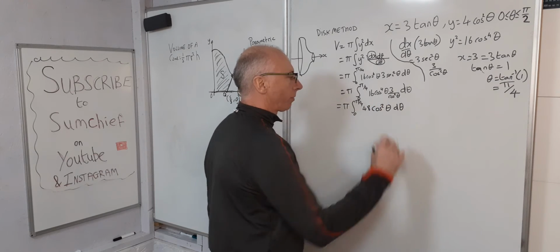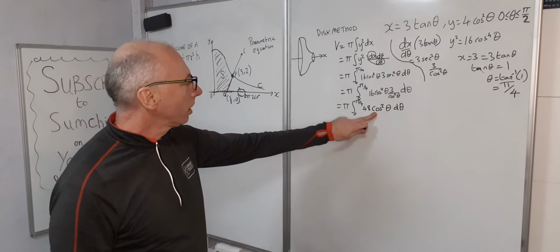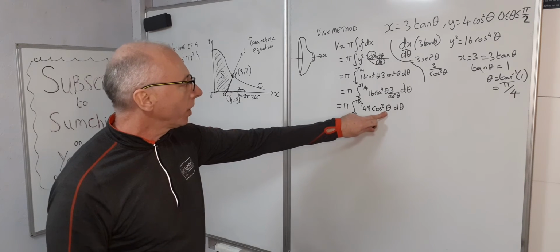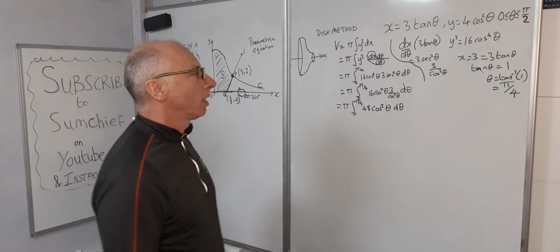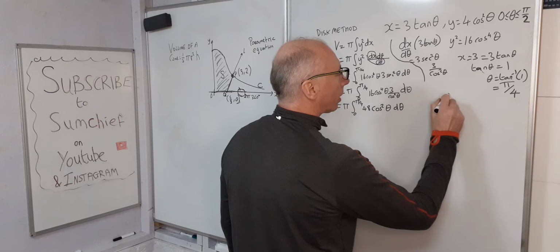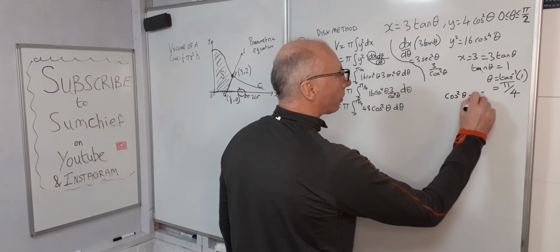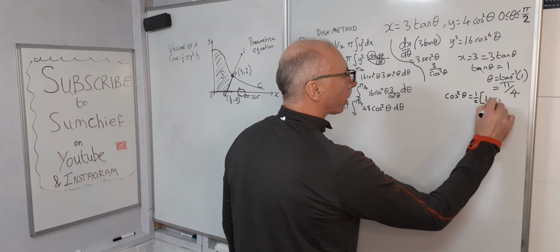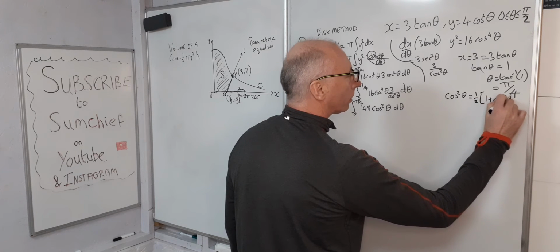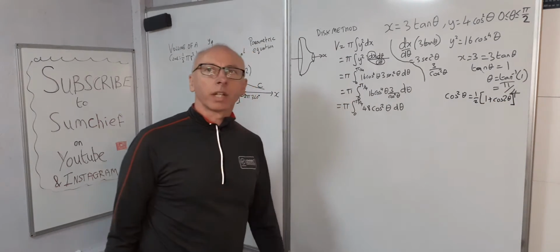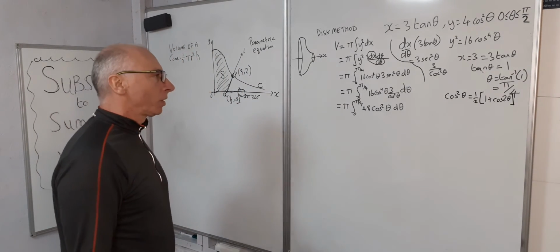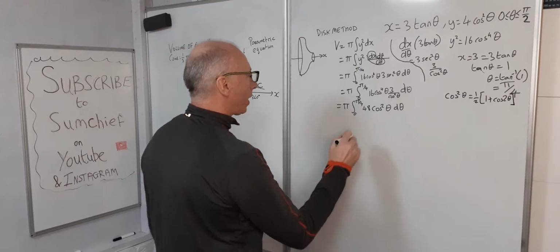And then d theta. Okay, now we need to plug in a trig identity for cosine squared. Well, we do know that cosine squared theta is the same as a half times 1 plus cosine 2 theta. Okay, so that puts us in a better place. We can put that into there.